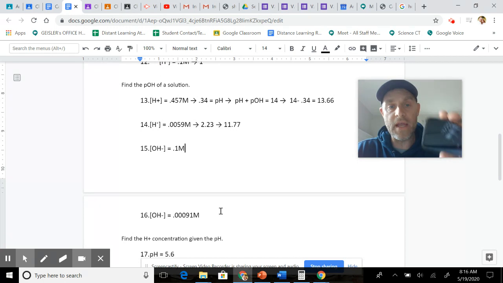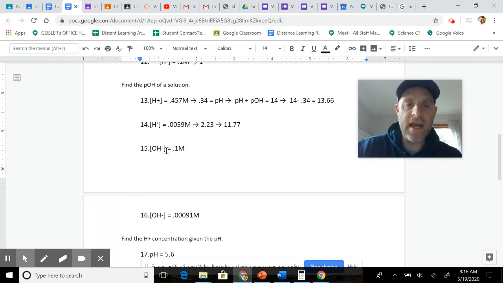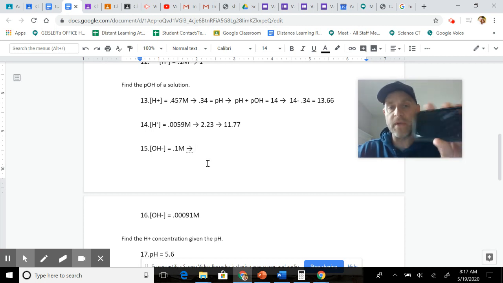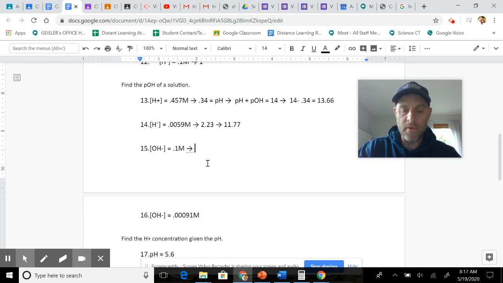Okay, now number 15. Right away, you're going to say, okay, here we go. Notice it does not give you the concentration of hydrogen. It gives you the concentration of OH. And remember, a base is defined by the concentration of OH ions. So I'm not solving for pH here. Here I'm solving for pOH. So I don't need to do two steps anymore, right? I can just go, oh, sweet. Here we go, 0.1 negative logarithm.